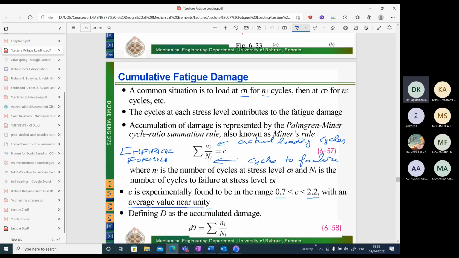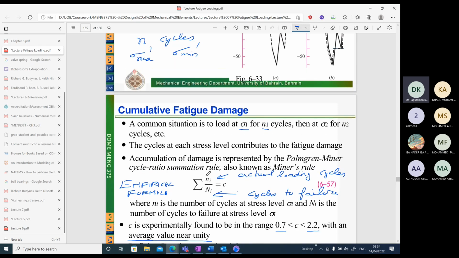We are also going to define a damage as D equal to the sum of small n over capital N. This relationship is called the Palmgren-Miner rule. And this rule assumes some linearity. What kind of linearity? The linearity is in this equation itself. So let's write this equation.